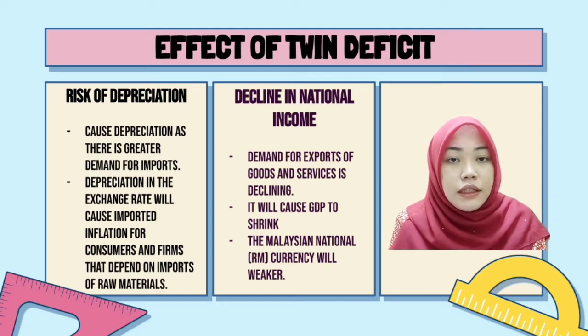Other than that, the effect of twin deficit is a decline in national income. Demand for export of goods and services is declining. This has led to a reduction in the production of goods in the country. It will cause GDP to shrink. Therefore, Malaysia will experience a twin deficit and the Malaysian ringgit currency will weaken.